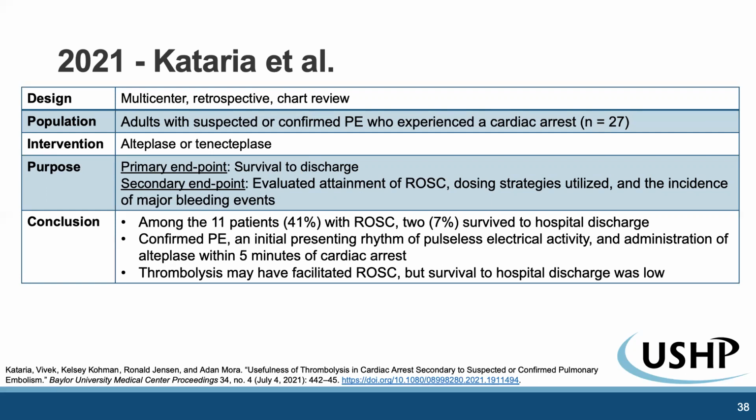So in conclusion, they found that among 11 patients, so 41%, they were able to achieve ROSC, and then 7%, or rather 2 patients, survived to hospital discharge. And then third, confirmed PE, an initial presenting rhythm of pulseless electrical activity, also known as PEA, and administration of alteplase within 5 minutes of cardiac arrest was the most common. And then thrombolysis may have facilitated ROSC, but survival to hospital discharge was actually pretty low.